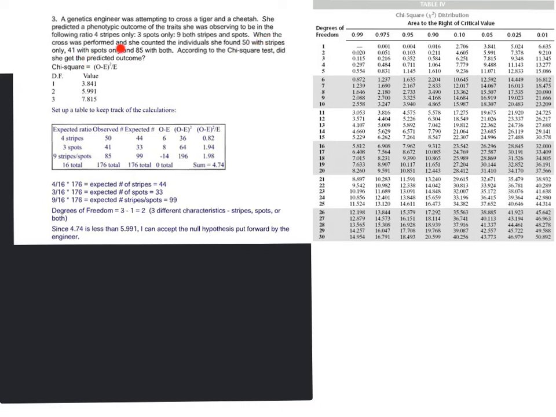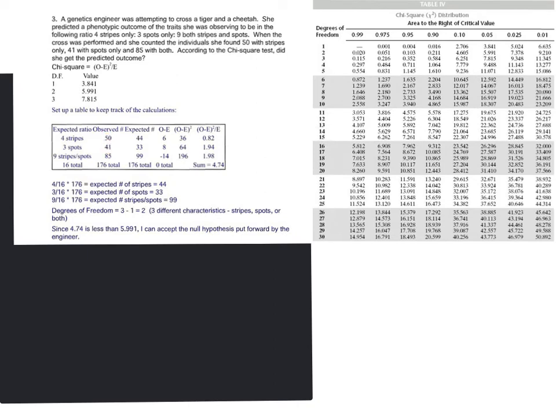So when the cross was performed, she counted individuals. She found 50 stripes, 41 spots, and 85 with both. So the question is, when you do your chi-square, did her theoretical match her actual or observed? Your expected ratios are 4 to 3 to 9. So 4 out of 16, 3 out of 16, 9 out of 16. Now that gives you a percentage, and you take that percentage and multiply it by the total actual. And what you expect then is 44 with stripes, 33 with spots, and 99 with stripes and spots. So that would be your expected values.